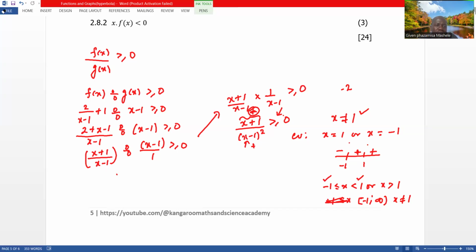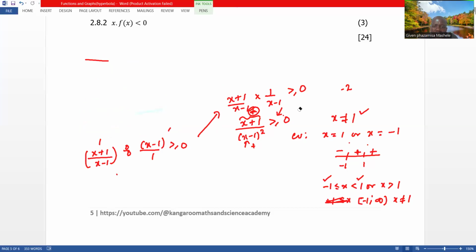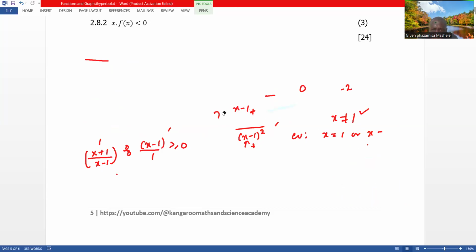Right. Then the other one, for the gradient, you can also do it algebraically, just to confirm, but there is no need. You can read from the graph.